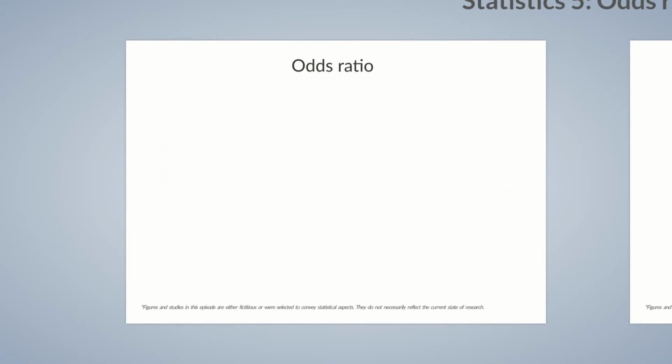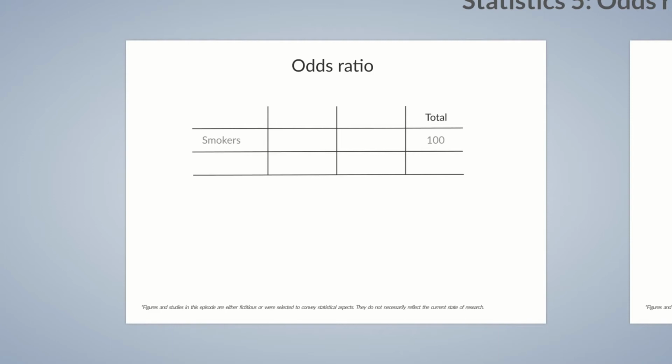Do you remember our fictional study from the previous episode? Well, let's enter the values in a table. 100 smokers and 100 non-smokers were monitored. Of the 100 smokers, 20 developed lung cancer, whereas the remaining 80 didn't. In the non-smokers group, 2 individuals developed lung cancer and the remaining 98 didn't.